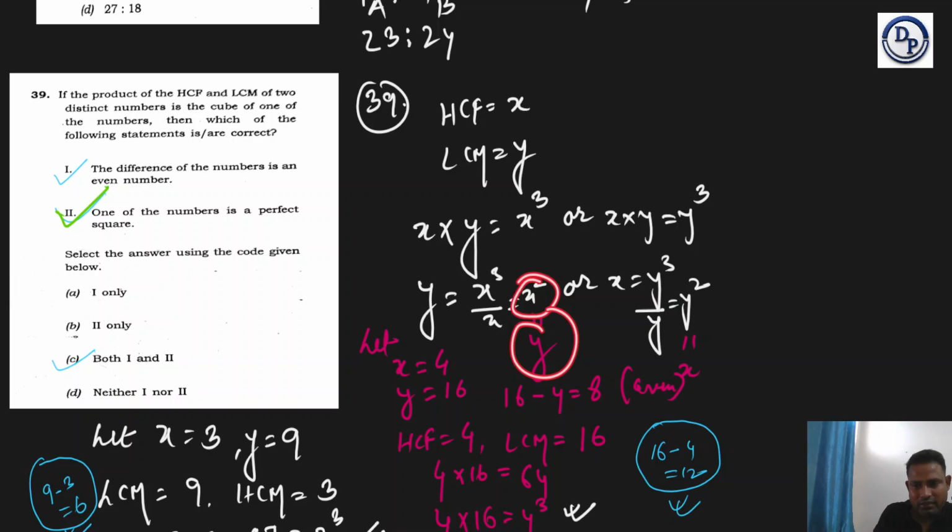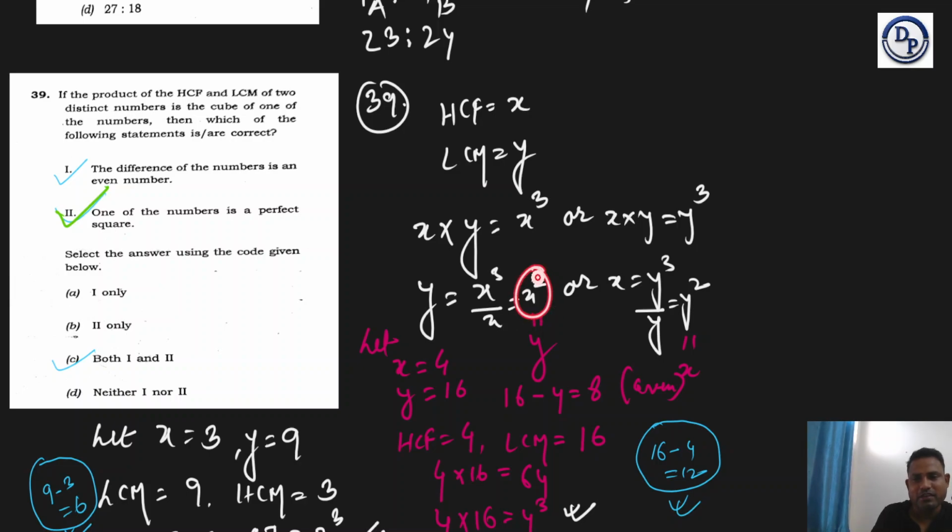So now this becomes y. This is the value of y. And this is the value of x here. So now this is the value. Now one thing is very clear: one of the numbers is surely a perfect square. One of the numbers is a perfect square is correct because it's showing here.